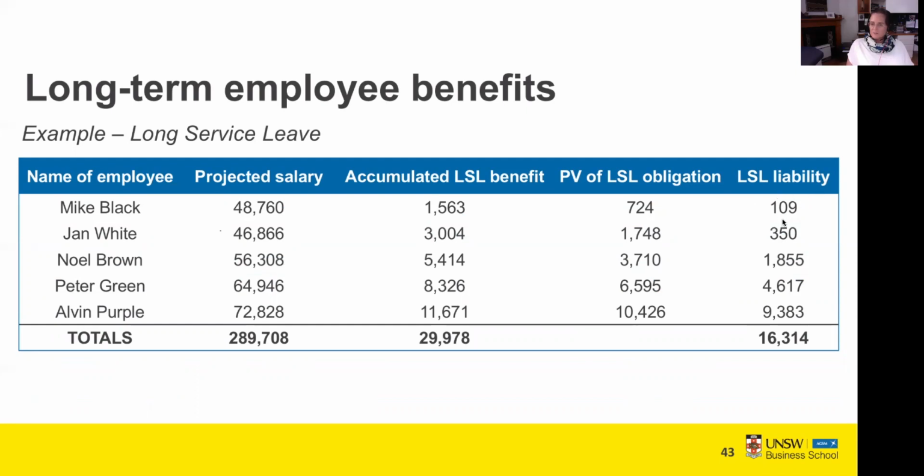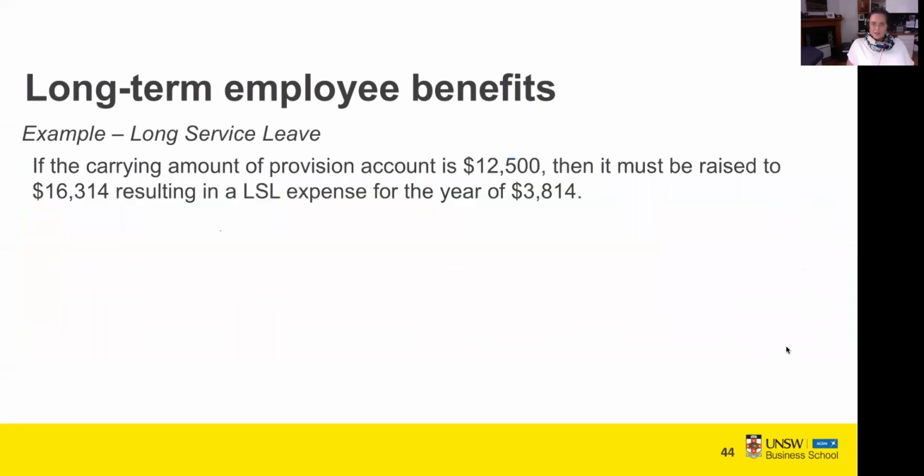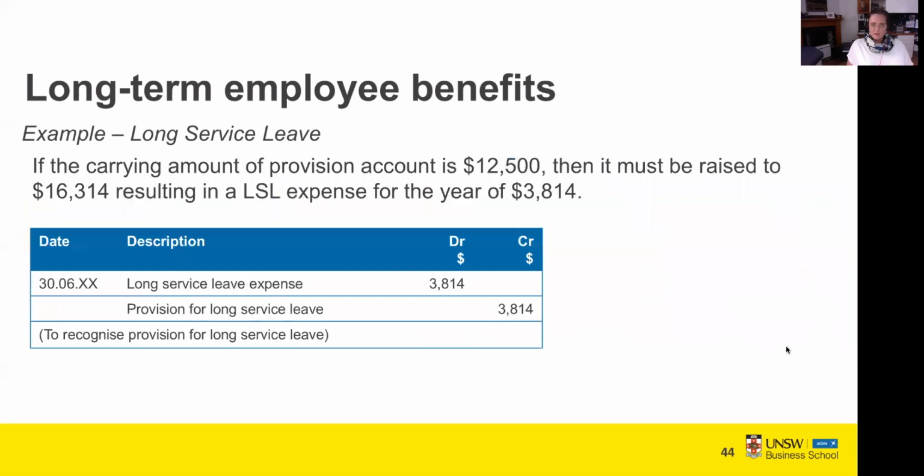So here was Mike, and here are the amounts for our other 4 employees, which means the total amount of the long service leave liability for this company is 16,314. If the opening balance in the provision account was 12,500, then our journal entry is for the movement during the year. The current year movement is 3,814, and therefore our journal entry to recognise the current year expense would be this one.